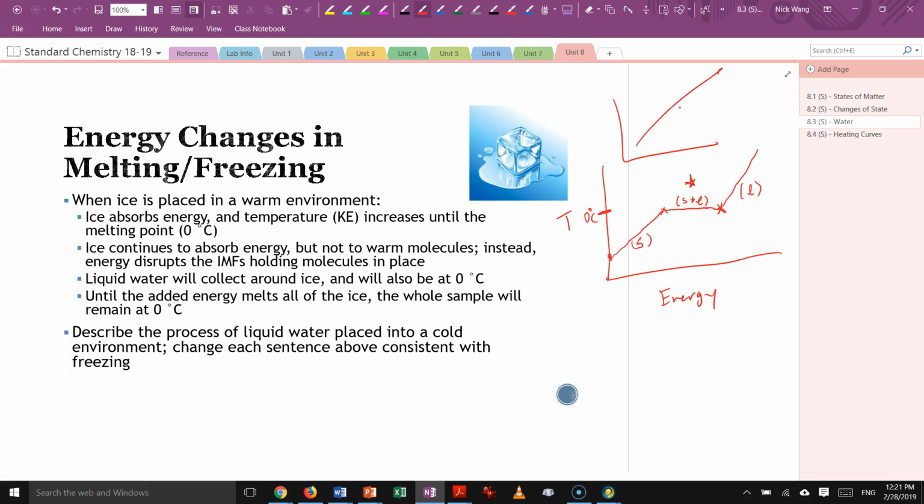You can do the same thing now, describing this process of liquid water being placed into a cold environment. So effectively, just take the same idea that is presented at this top part, and now change the appropriate words so that it becomes relevant to liquids becoming ice.